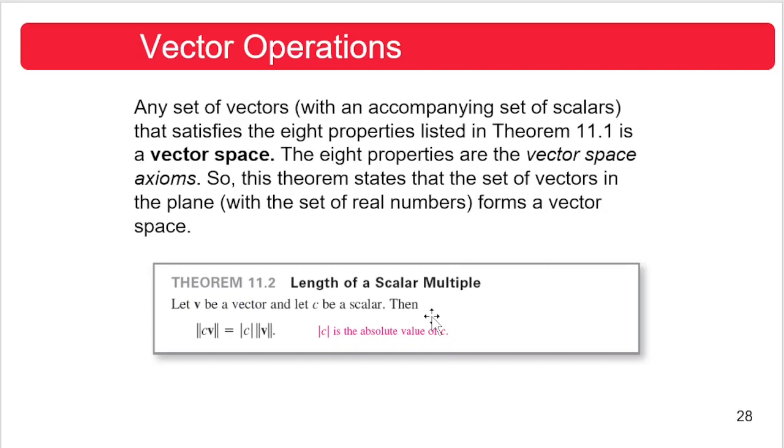Okay, another theorem, 11.2. This is called length of a scalar multiple. So in this theorem, let V be a vector and C be a scalar. Then the magnitude of the scalar multiple C times V is also the same thing as the product of the absolute value of C times the length of the vector V. So absolute value of C here is the absolute value of the constant C.